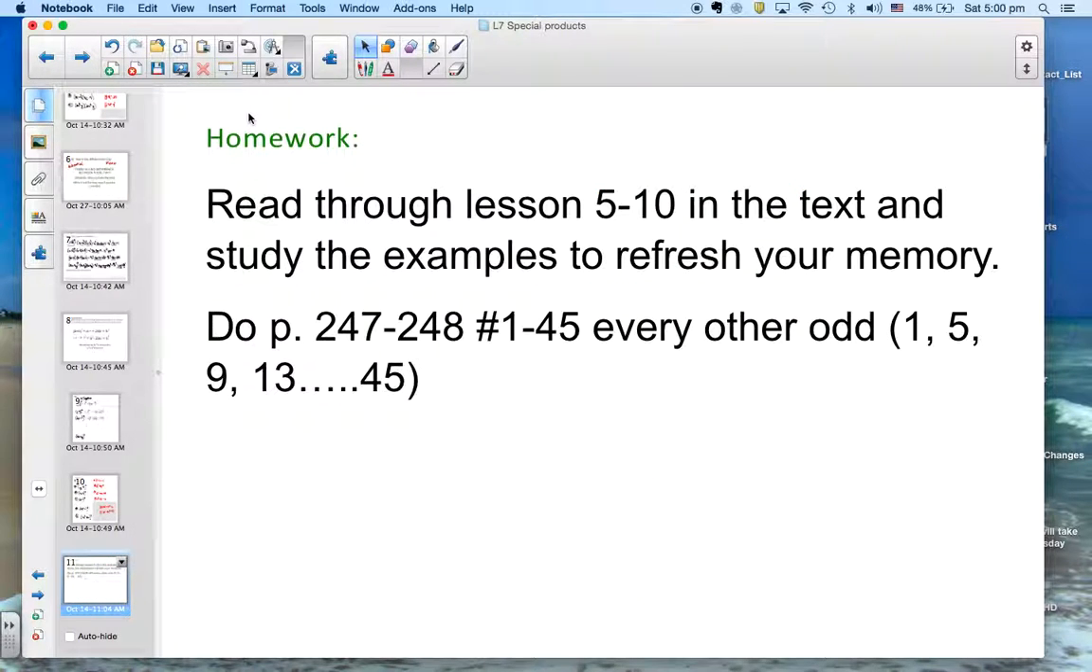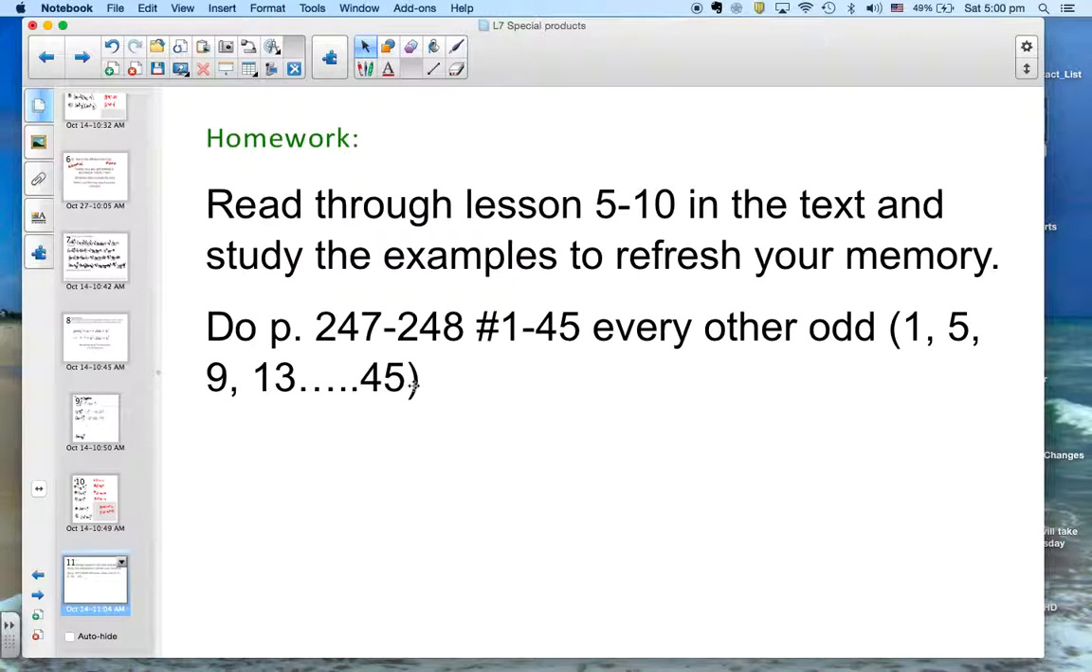So that's the two special patterns for today. One is difference of squares, and one is called perfect square binomials. They come from lesson 510 in the book. So for your homework, I want you to read through the lesson, study the examples. It'll help refresh your memory. And then for homework, you're doing page 247, 248, 1 to 45, every other odd. So start with 1, skip 3, do 5, skip 7.